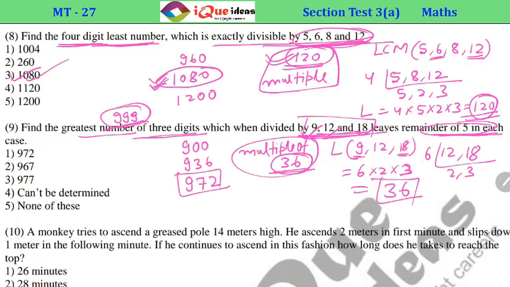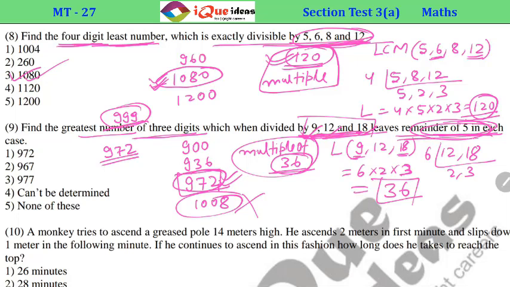After 972, the next multiple of 36, if you add 36, will be 1008. So this goes to 4 digit numbers. This should not be taken. So the largest 3 digit number which is divisible by all of these 3 is 972. Right? But we don't want a divisible number. Now this remainder of 5 will come into play.